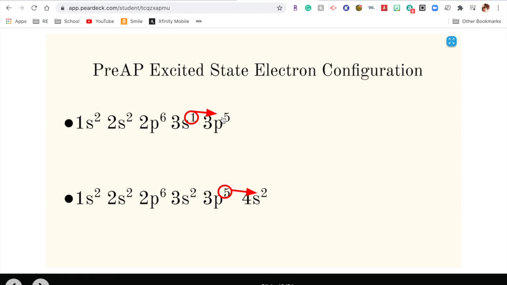Okay, if you're ever having to figure out what element you have with an excited state electron configuration, all you do is you go in and you add up all of these numbers at the top. And this is the same thing. You go 1s2, 2s2, 2p6, 3s2, and then it's 3p5 when it should be 3p6. If you see that, then you should think, oh, okay, this is an excited state electron configuration.